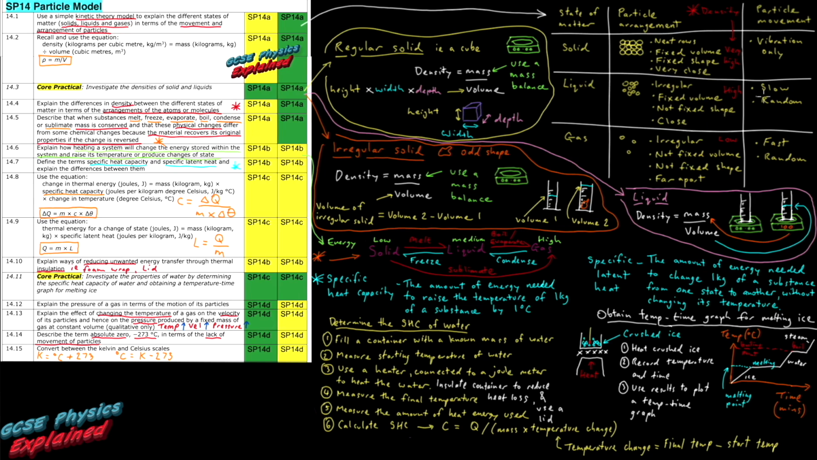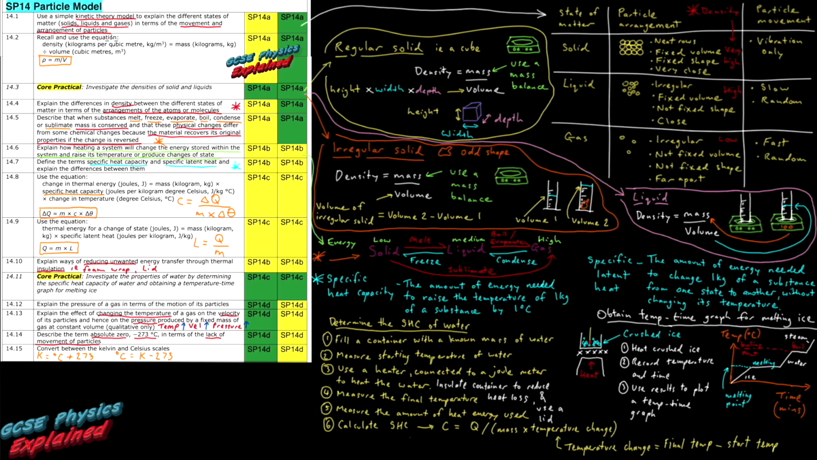How do they move? Well, the particles move slow and randomly. Particles in a gas are irregular, so it means they're all over the place. Not a fixed volume this time. A gas will fill the volume of the room. It's not a fixed shape either, and the particles are far apart. How do the particles move? Rapid and random. Or if you don't like the word rapid, just say fast and random.